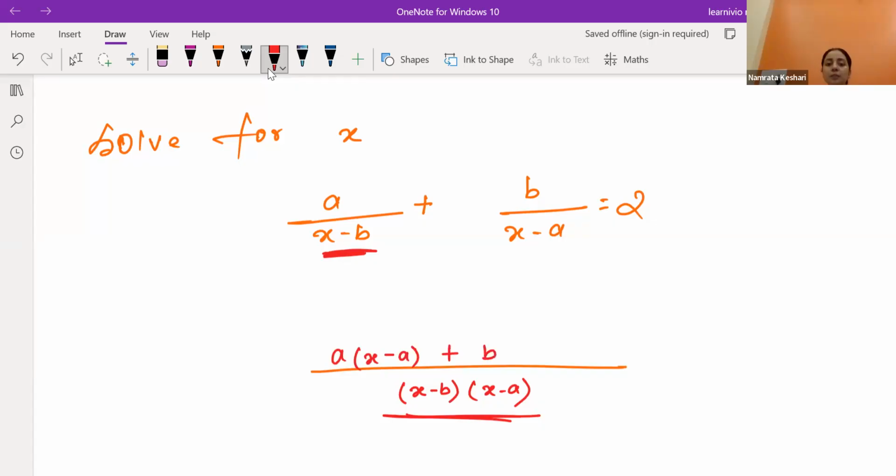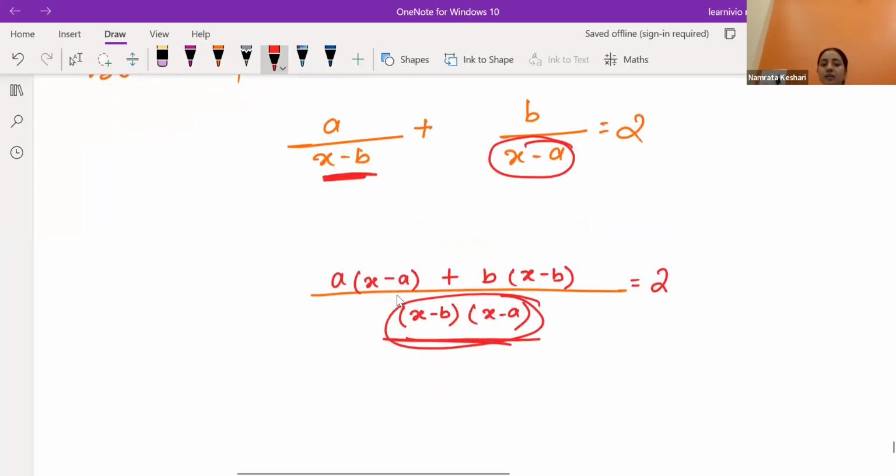Similarly, b. Now we will compare the previous denominator and our new denominator. The previous denominator was x minus a. The new denominator is x minus b into x minus a. x minus a is already the same. What extra is there? x minus b, that we will multiply in the numerator also, is equal to 2. Now let's try simplifying it.